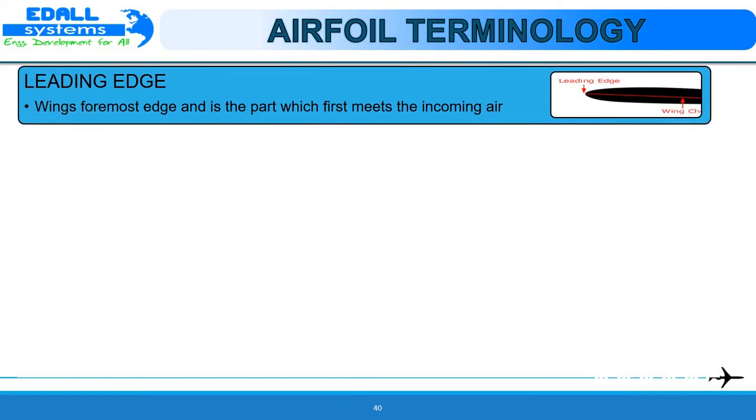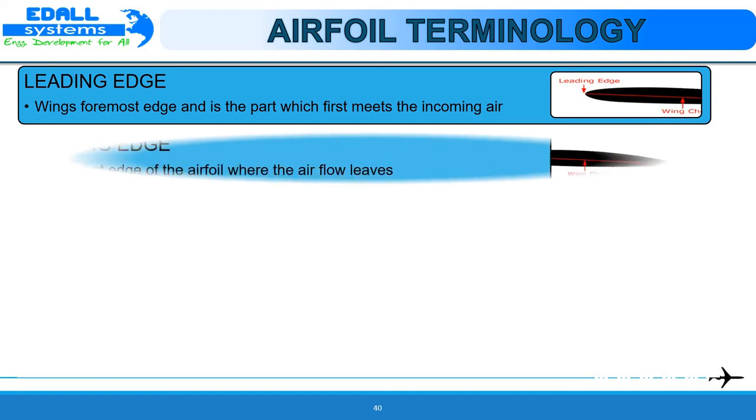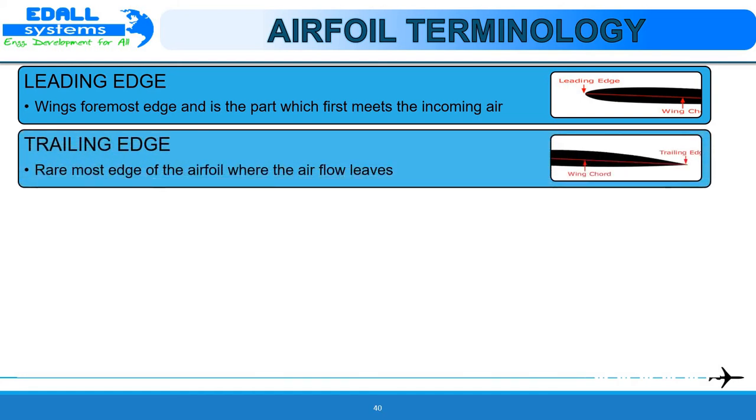Leading edge. The forward section of the airfoil is named the leading edge. It is the first part that incoming air hits. Trailing edge. The rearmost part of the airfoil where airflow leaves the airfoil.